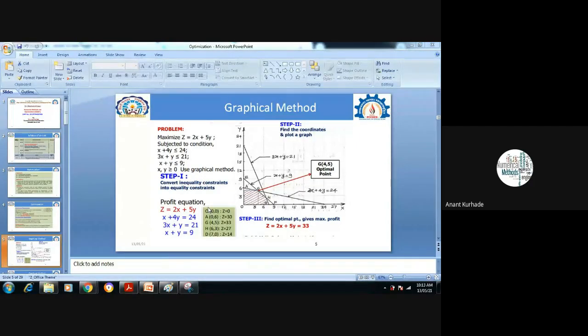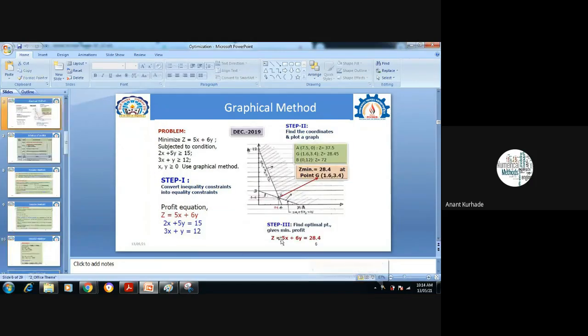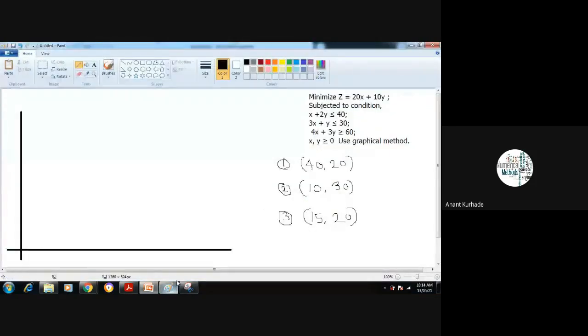Then we have to find the common region and assign that common region as the feasible region. Then I find out the coordinates of each and every point and find z at each and every point. If the problem is with maximization, then you have to find the maximum value. If the problem is with minimization, then find out the minimum value. Now we'll solve one problem. Just write this problem. Is it visible? Yes.